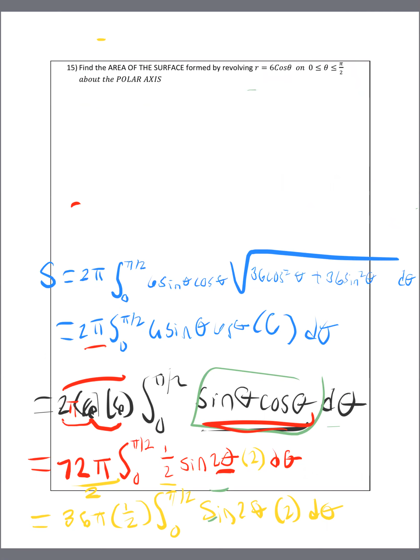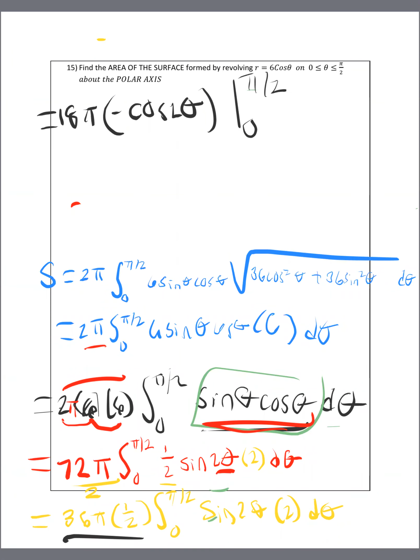All right, so now when we integrate this, the first thing I'm gonna do is just simplify this so it ends up becoming 18 pi, right? Let me not write the integral again. The integral of sine of 2 theta is negative cosine of 2 theta, because the integral of sine is negative cosine. And then it's from 0 to pi over 2. All we have to do now is just plug it in. So I'm going to move this negative to the front so it's easier to do. So it's negative 18 pi now.